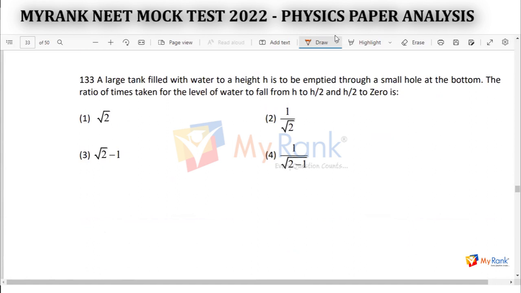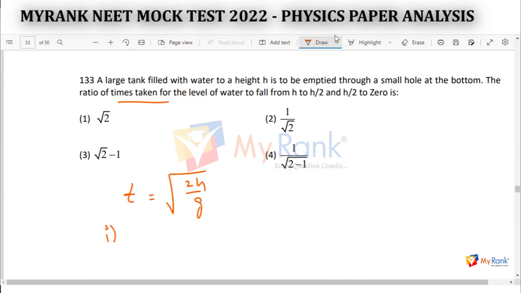A large tank filled with water to a height H is to be emptied through a small hole at the bottom. The ratio of times taken for the level of water to fall from H to H by 2 and H by 2 to 0 is asked. Basically, the time taken to fall is root over 2H by g.